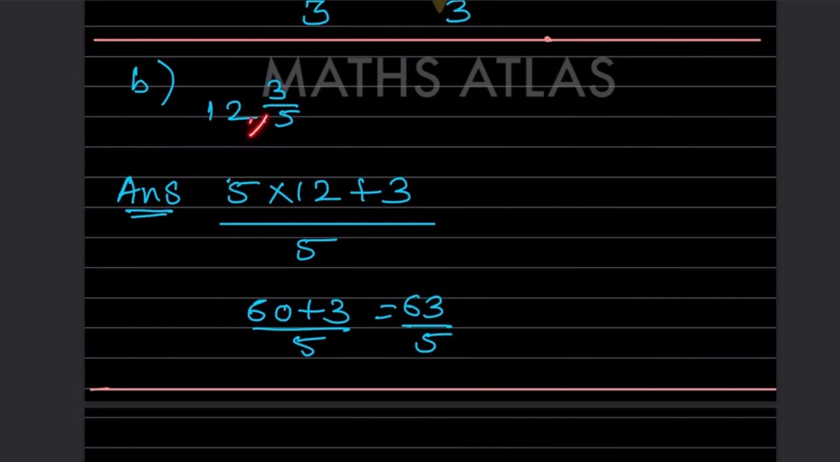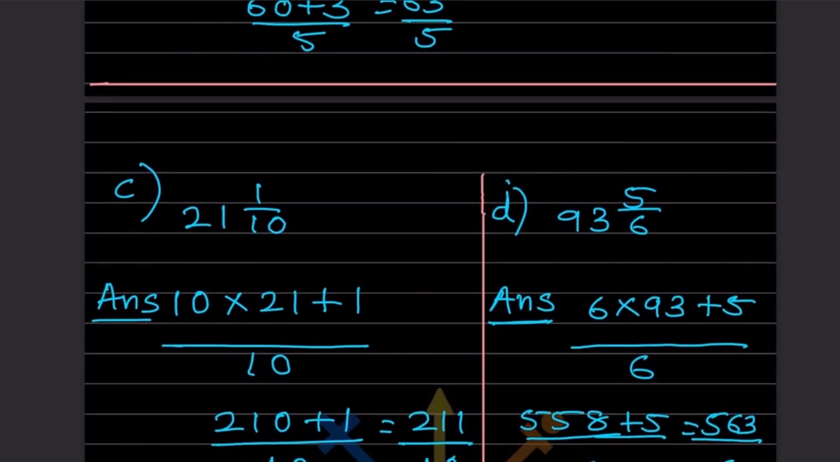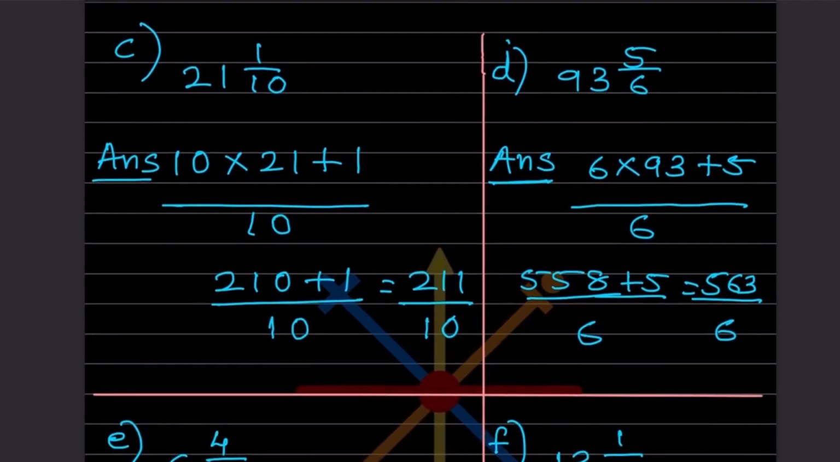That is 12 multiplied by 5 is 60. Or 5 multiplied by 6, both. Anyways, you can write plus 3 is plus 3, divided by 5. So 12 fives are 60 plus 3 divided by 5, that is 63 by 5. Now look at here, this you will multiply. Plus 1.